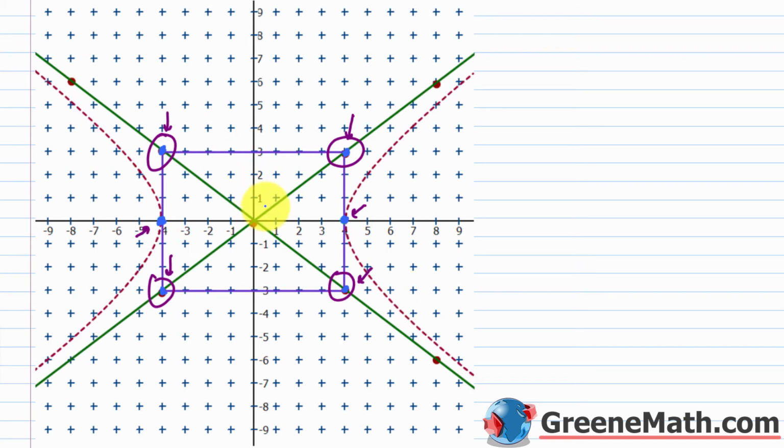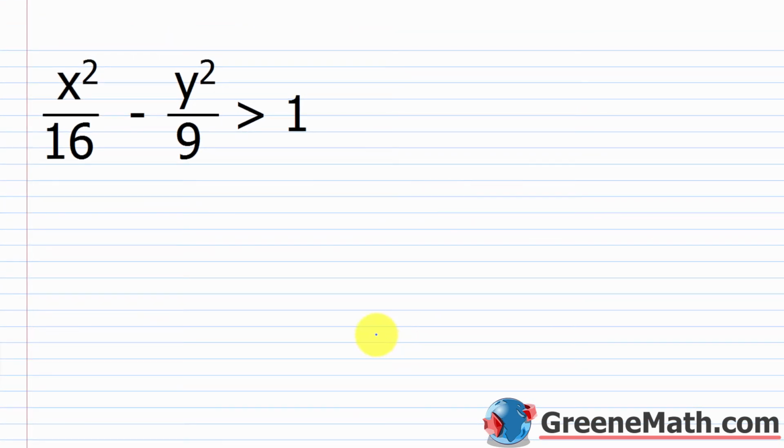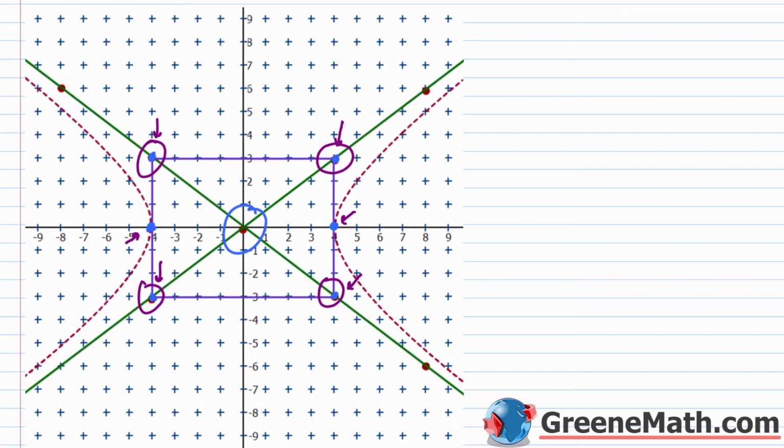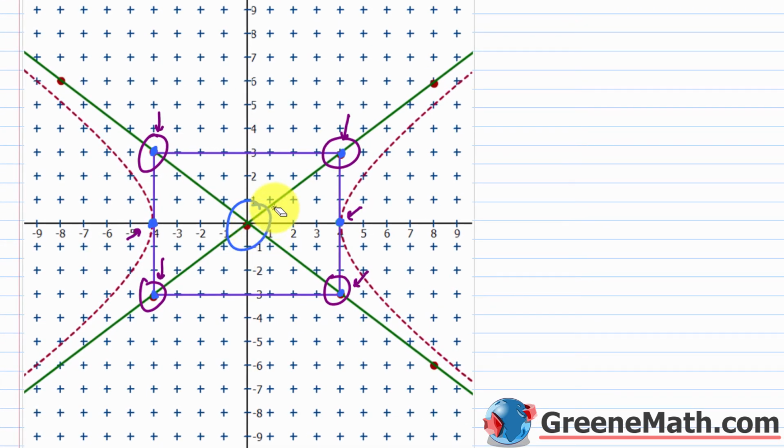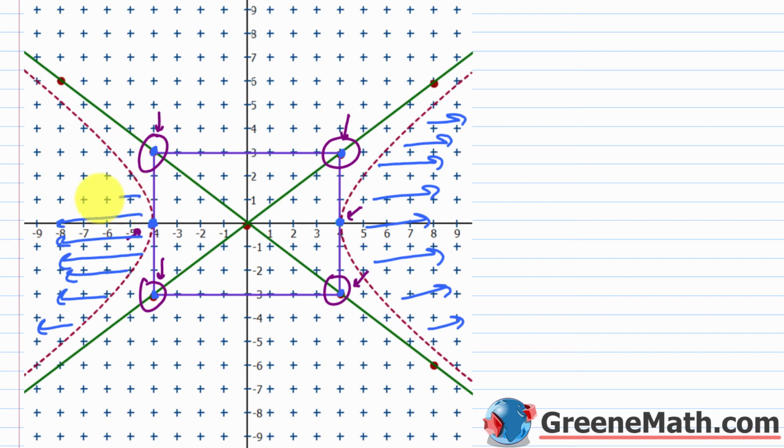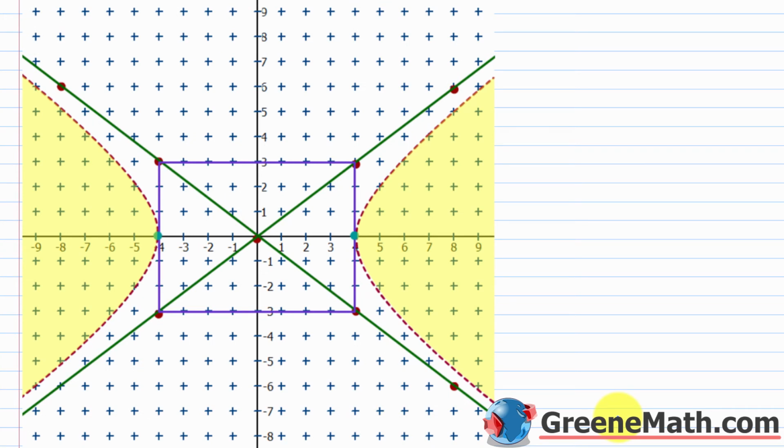Now, (0, 0) is available. It's not on either branch of the hyperbola. So if I use (0, 0) as a test point and plug in a 0, this would be gone, this would be gone. You basically would have 0 is greater than 1, which is false. So that tells me that (0, 0) is in the non-solution region. So what we would shade here is everything to the right of this branch right here, and everything to the left of this branch here. That would give you the solution region for this inequality. Again, just to show you a computer-generated graph, you see this is the solution region along with this side over here.